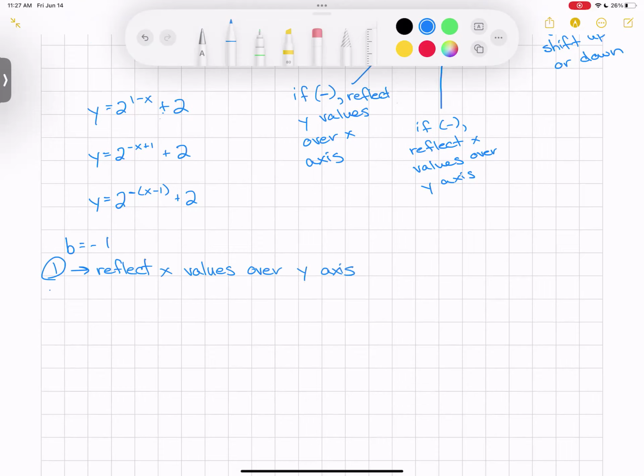The next thing we want to deal with is our c value, so the thing attached to our x. So in this case, we've got x -1. So the minus means we're shifting to the right. So here we're going to shift right by 1.